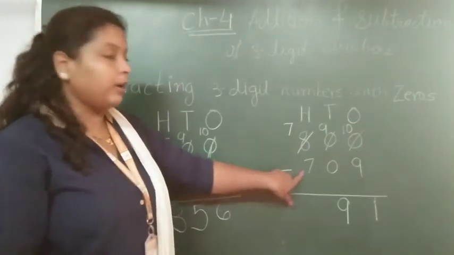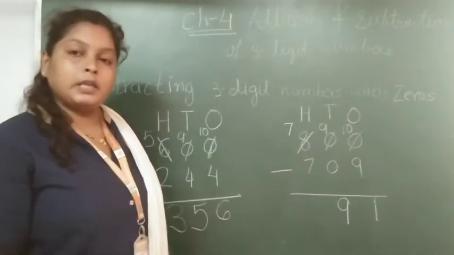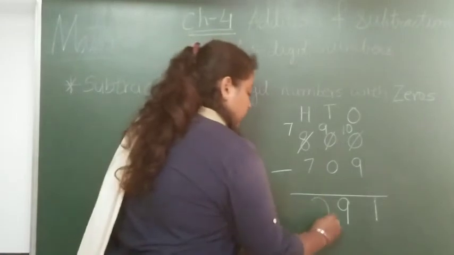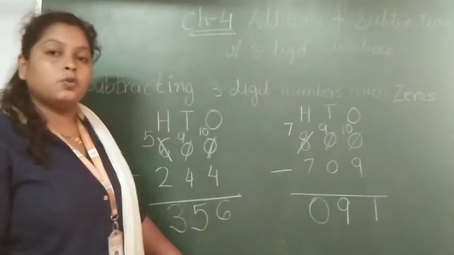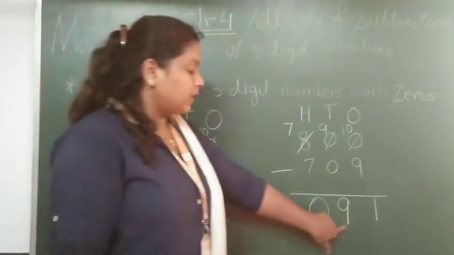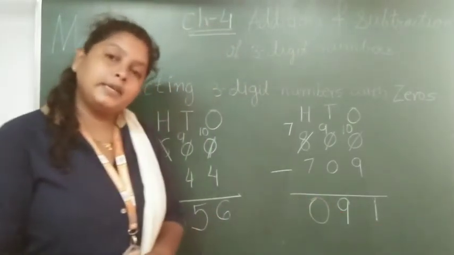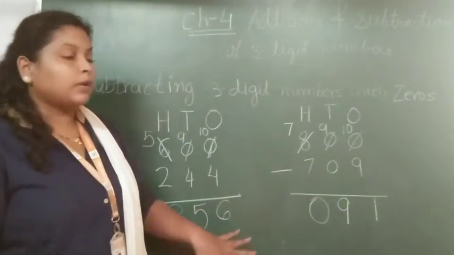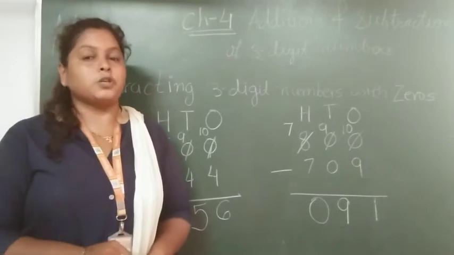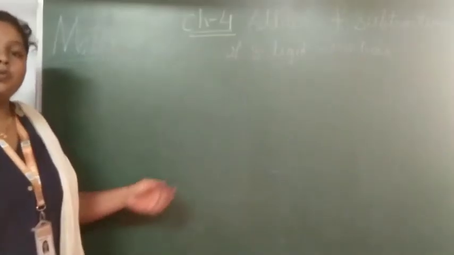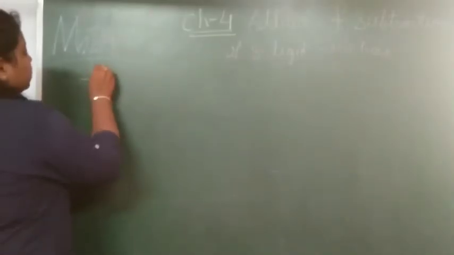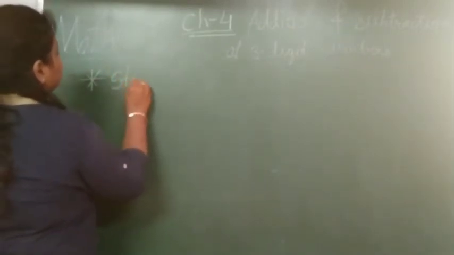Now moving to the hundreds place. 7 minus 7 gives you number 0. Now what is your answer? That is 91. So this is how you can solve this type of subtraction. Okay. So we'll see now story sums of the subtraction.